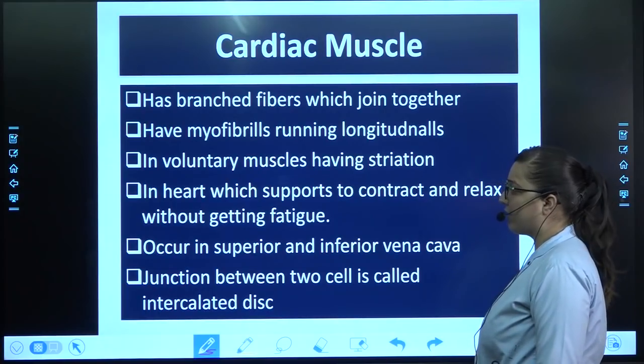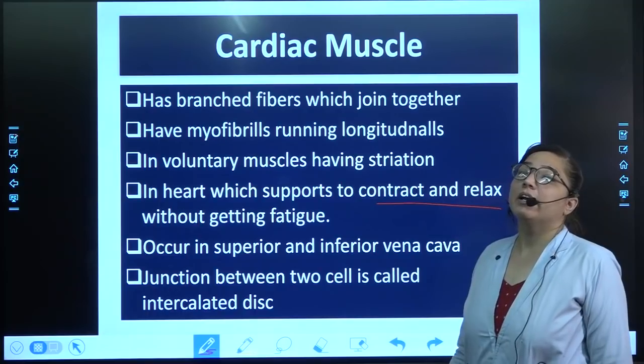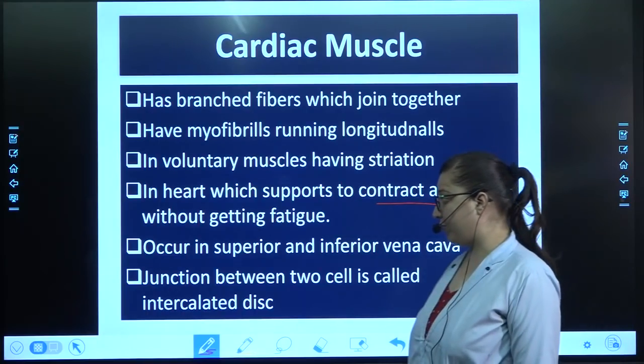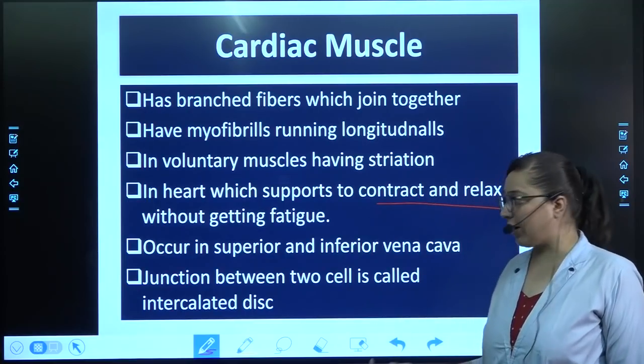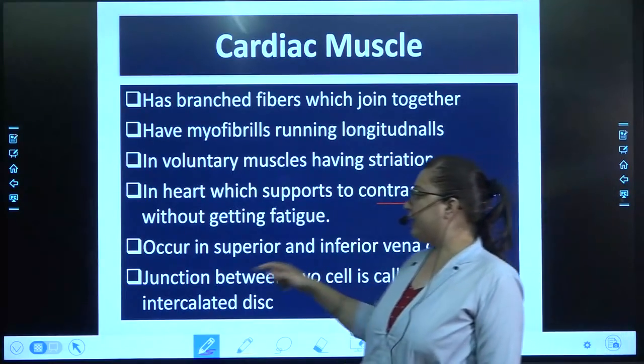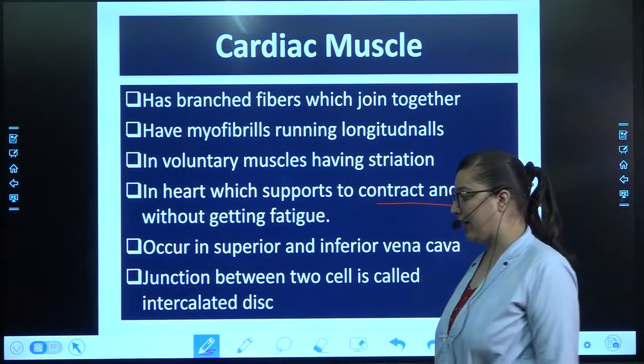involuntary muscles that are having striations. In heart, it supports and contracts and relaxes without getting fatigue. Then where does it occur? In the superior and inferior vena cava. Where do they lie? In the junction between the two cells, what it is called as intercalated disc.